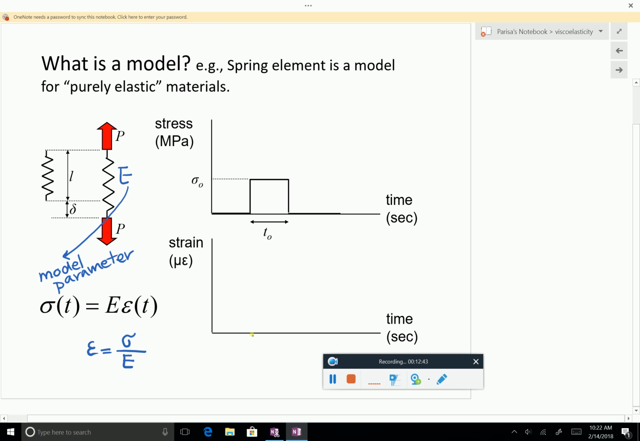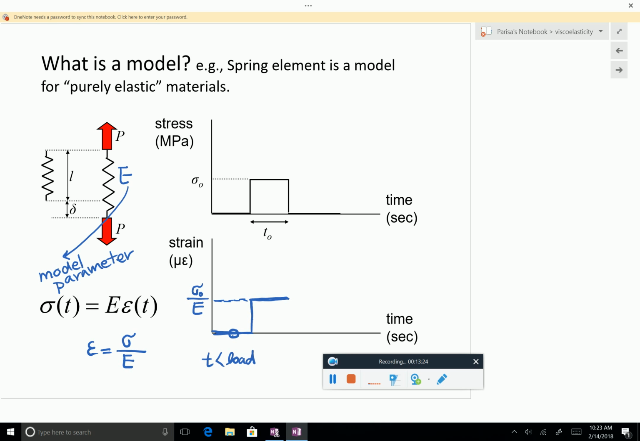If sigma is 0 in the beginning, when time is less than, let's say, the beginning of the loading, it is 0. And then an instantaneous increase, this is linear elastic. How much? Well, stress is sigma 0, so I divide this by E, and this will be the strain. As long as I have the load, this strain remains sigma 0 over E.